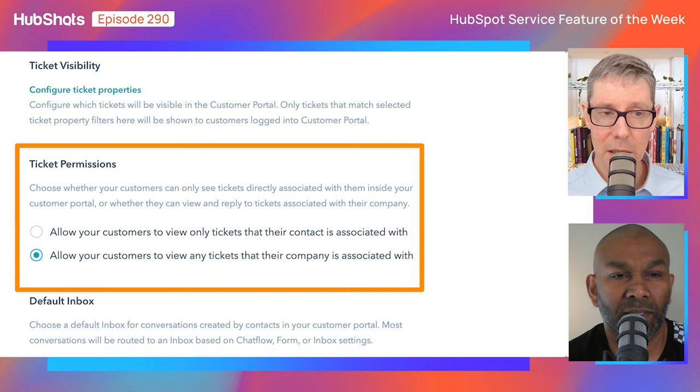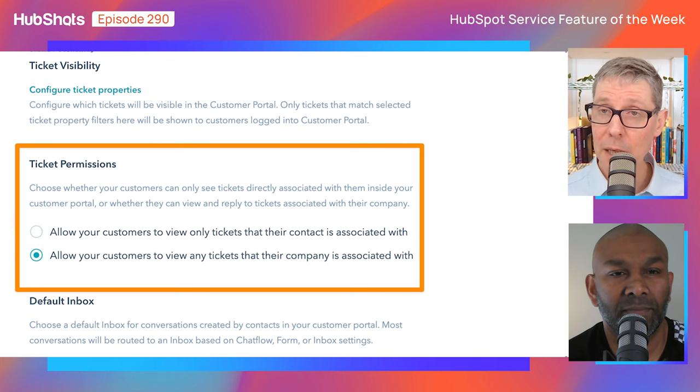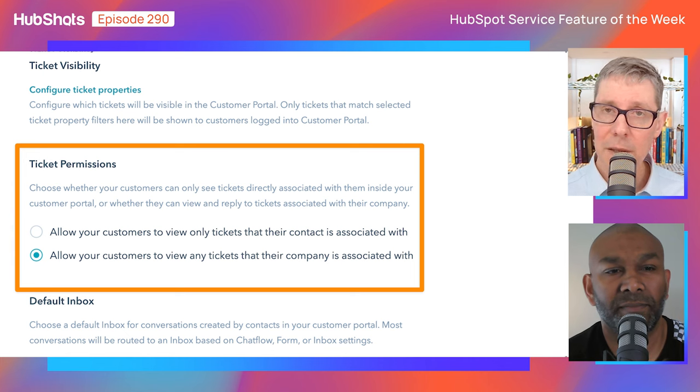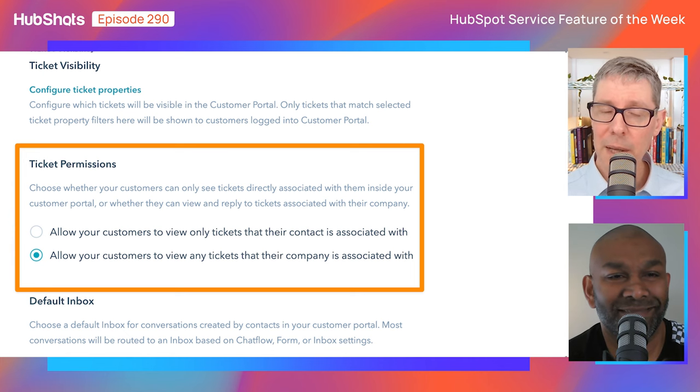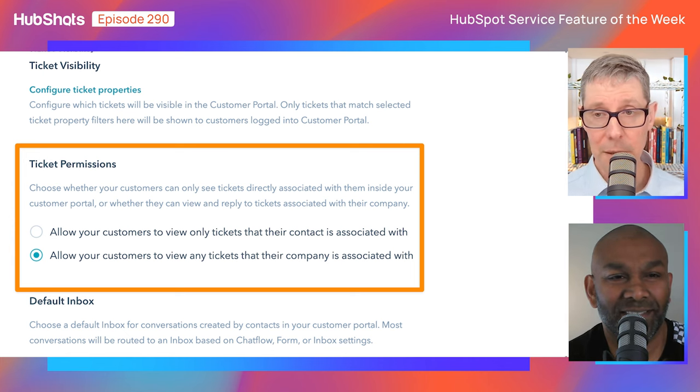So for example, and we've got a whole screenshot in the show notes, if you go to the customer portal settings, you can actually set this. You can say, allow your customers to view only their tickets or any tickets from their company. And so you think, oh, great, I'll choose one. Here's the problem. It's a global setting.